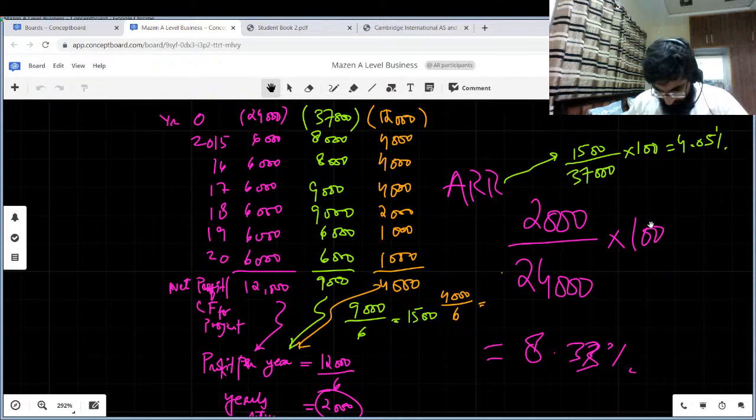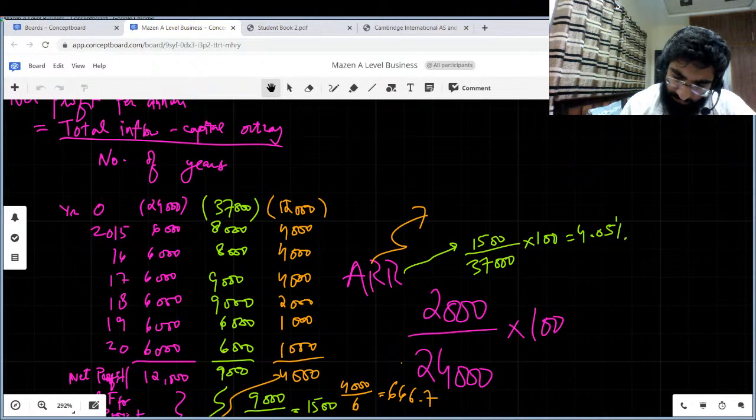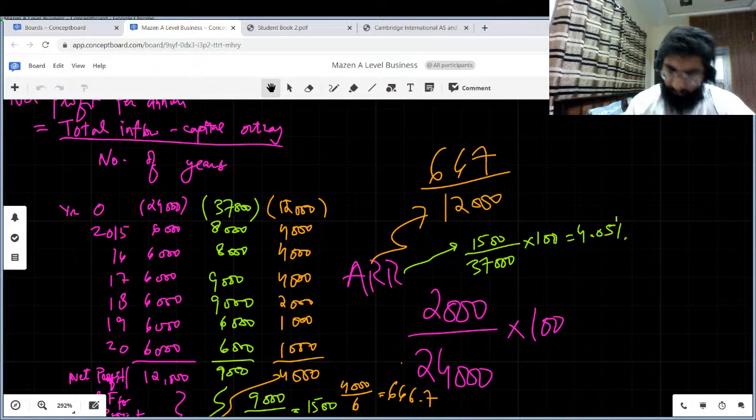We did it the same way. Yeah, 4,000 over 6. So you get 666.7, and then ARR will be equal to 667 over 12,000, the initial capital cost, times 100. So 667 divided by 12,000 into 100 is 5.5%.